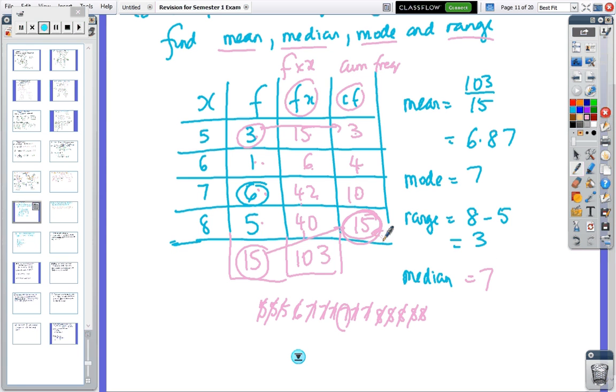Or the quick way to do it is to look at this number again. So the middle of 15 scores will be the 8th score. So we've got 3 scores, 4 scores, 10 scores. So the 8th score must be one of these scores, which is a 7. You can do it that way, or just write out the scores and then just do the cross-out method.